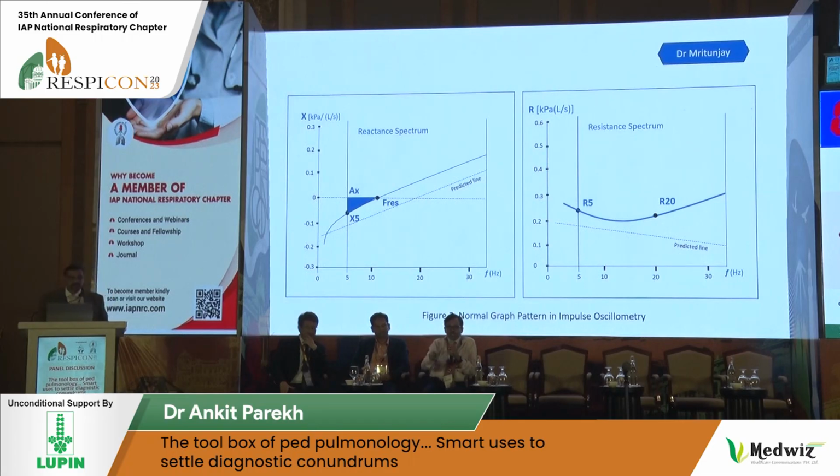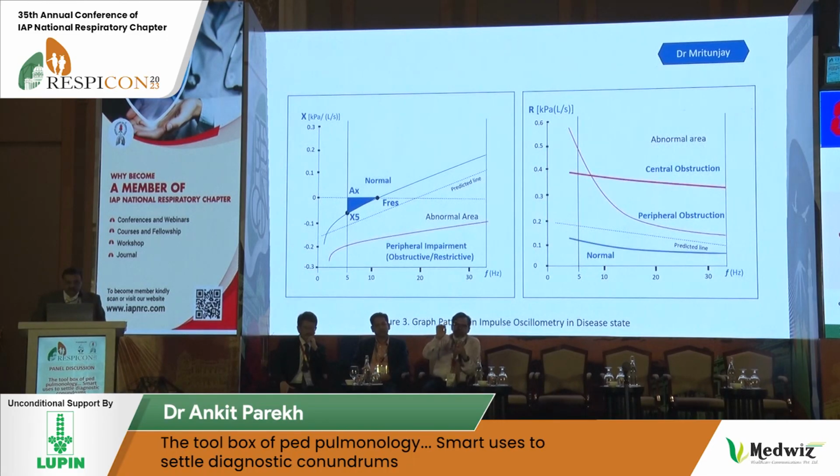So looking at this, what is the basic principle? The R5 is transmitted a longer distance, so all of the airways can be picked up. R20 travels only a shorter distance, say till the 7th division. And R5 minus R20 gives us the small airways. That's the basic principle.